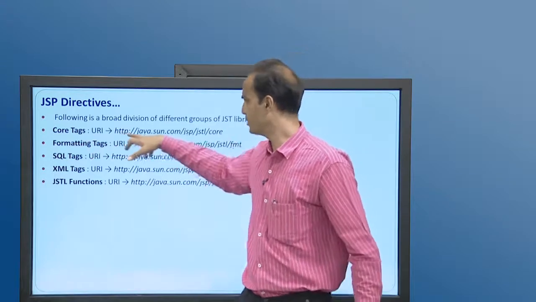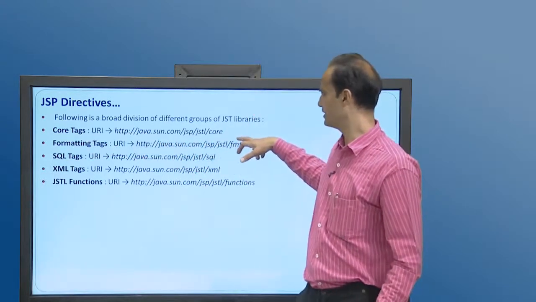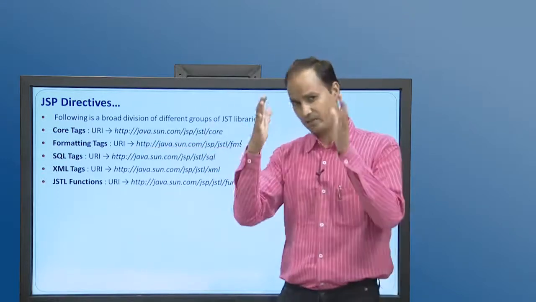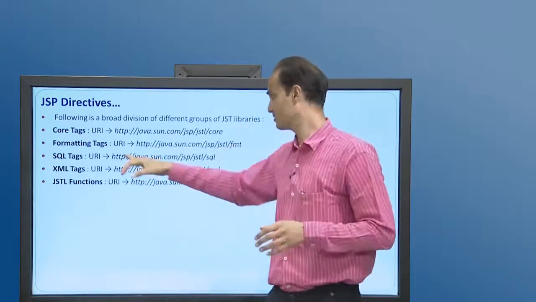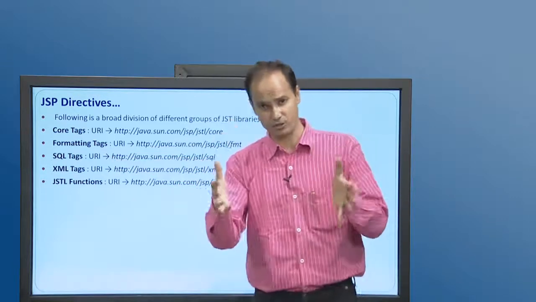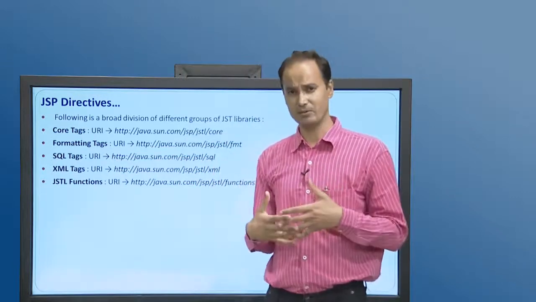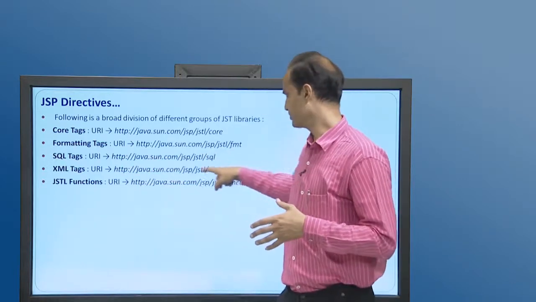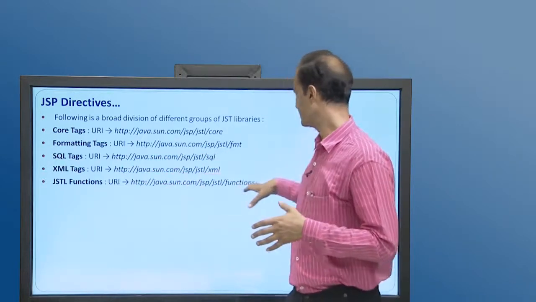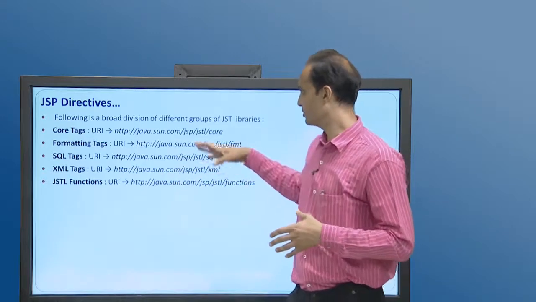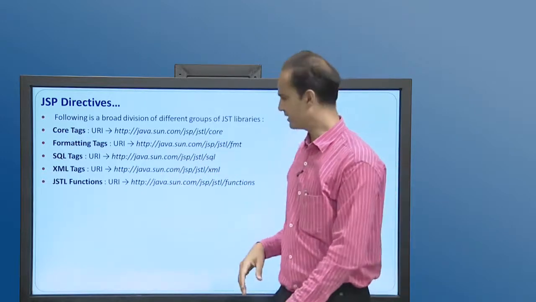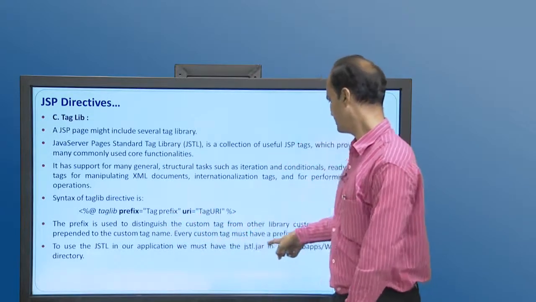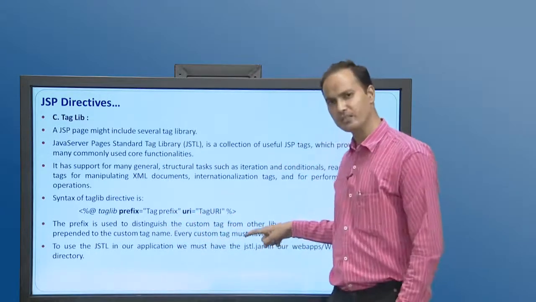The core tag library URI is like this, you can get it. The formatting tag library is for formatting the page in different manners. SQL, if you want to manipulate SQL functionality in a JSP file, then you have to use this taglib. There is also XML functionality, and all of these are JSTL functionalities. So, this JSP directive plays a vital role, and to use JSTL in our application we must have the JSTL.jar, which is very important that you need to know.